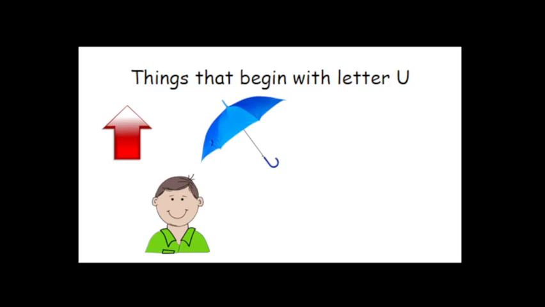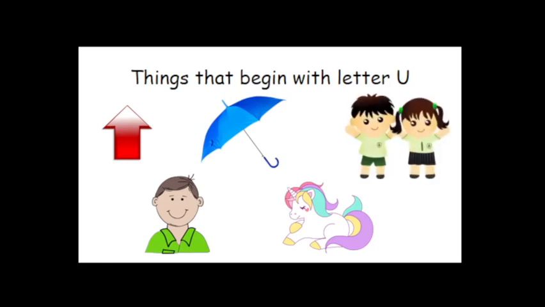The next picture is a unicorn. A unicorn is just a mythical creature. And lastly, we have uniforms. The children are wearing uniforms.